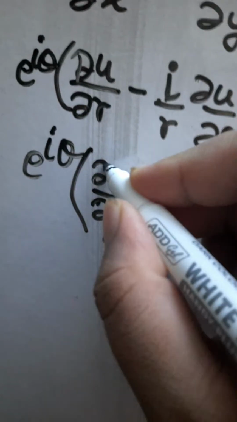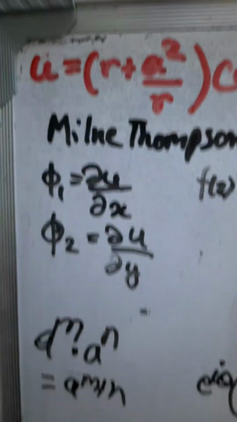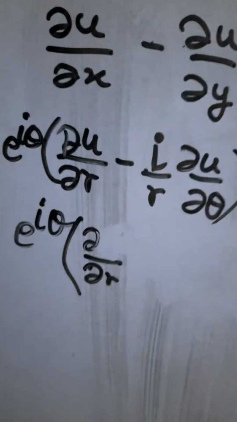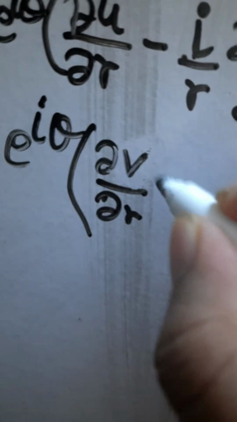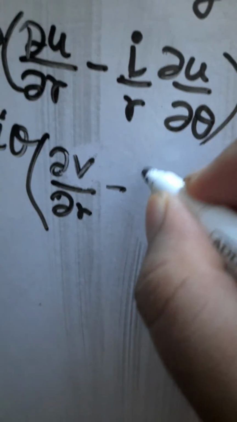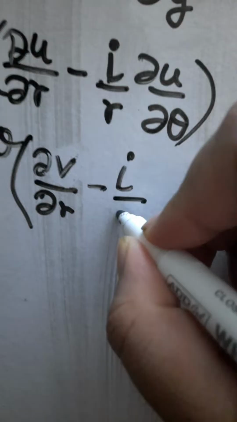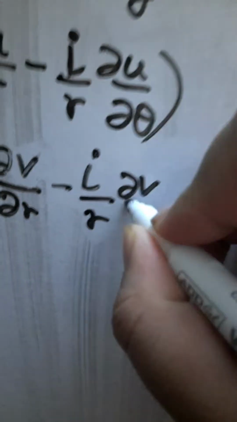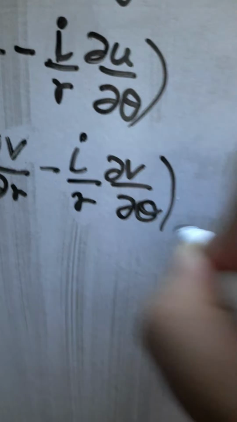So if it was about del v, okay, this was if you had a u function, like we have a u function here now. So from the u function to find the v function, you can do this. This is the formula. And if you have the v function and you want to find the u function, then e raised to i theta whole bracket, then del v by del r minus i by r del v by del theta. Everything would be the same, by the way. Okay, it's exactly the same.